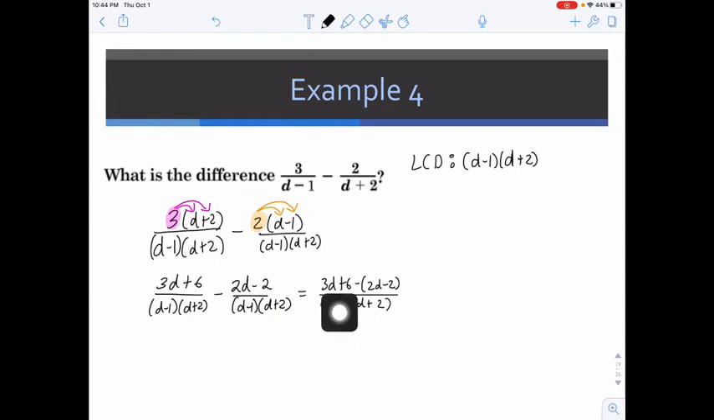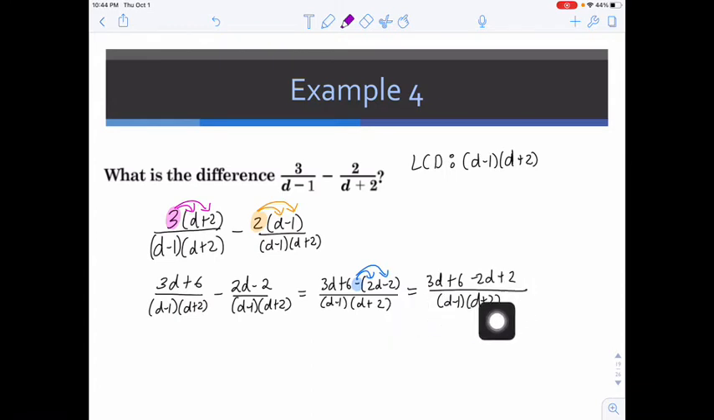This gives us 3d plus 6 minus the whole thing in parentheses, 2d minus 2, because we do need to distribute that negative sign, all over d minus 1 times d plus 2. When we distribute the negative sign, we get 3d plus 6 minus 2d, and then minus a negative 2 gives us plus 2, again over d minus 1 times d plus 2.